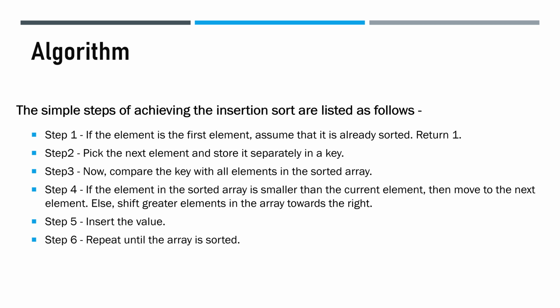Moving on to the algorithm, we can achieve insertion sort using the following steps. Step 1. If the element is the first element, assume that it is already sorted and return 1. Step 2. Pick the next element and store it separately in a key. Step 3. Now compare the key with all elements in the sorted array. Step 4. If the element in the sorted array is smaller than the current element, then move to the next element, else shift the greater element in the array towards the right. Step 5. Insert the value. Step 6. Repeat until the array is sorted.